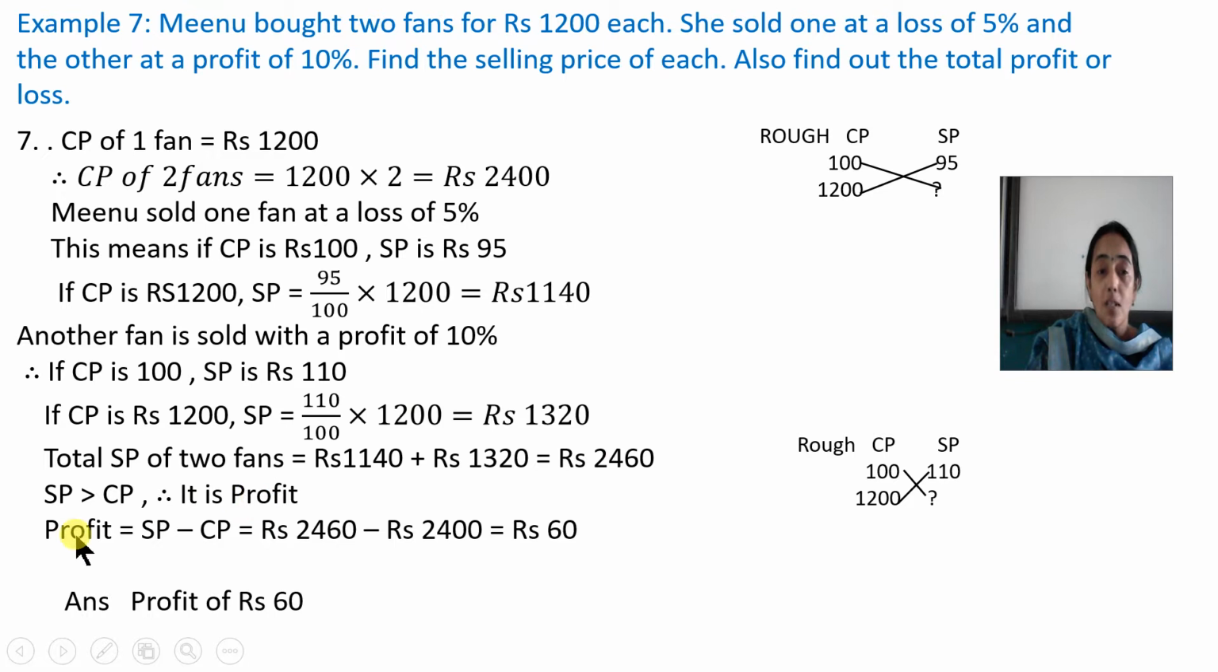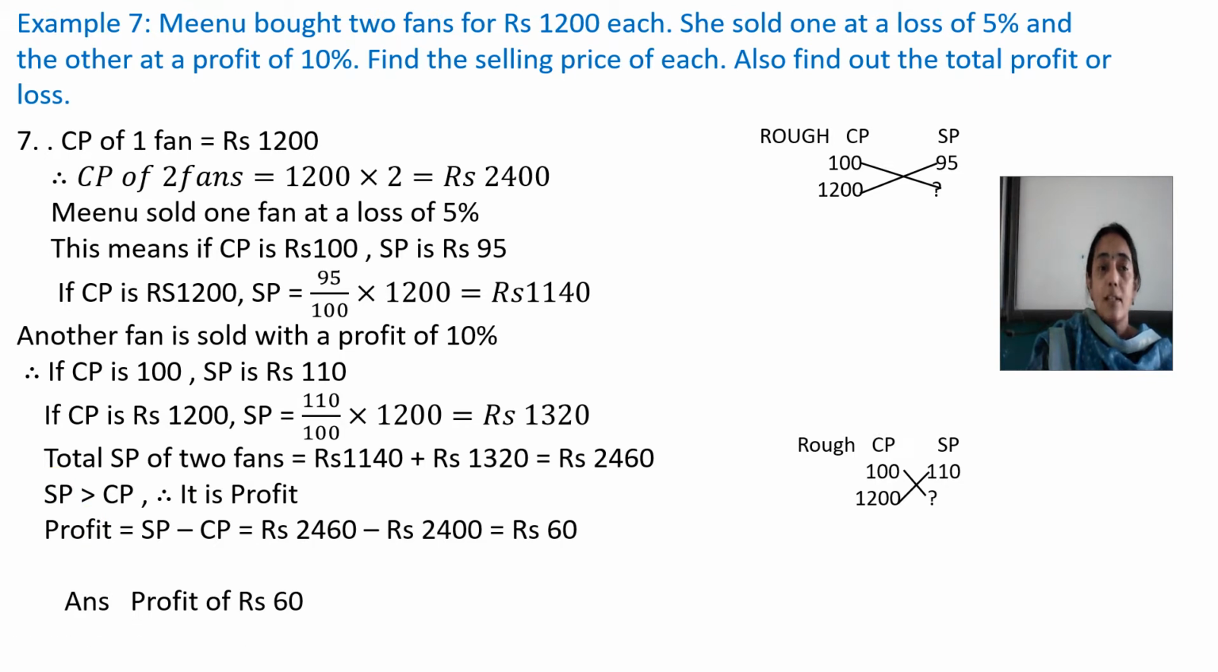And how much is that profit? Profit is equal to SP minus CP, which is equal to rupees 2460 minus rupees 2400, which is equal to rupees 60. So the profit of rupees 60 is the answer. There was a profit of rupees 60. I hope you have understood. If you have not understood, you can give a pause and see it again.